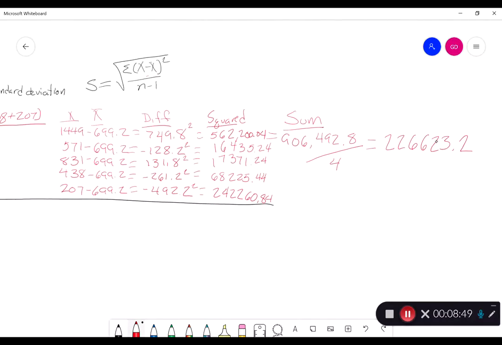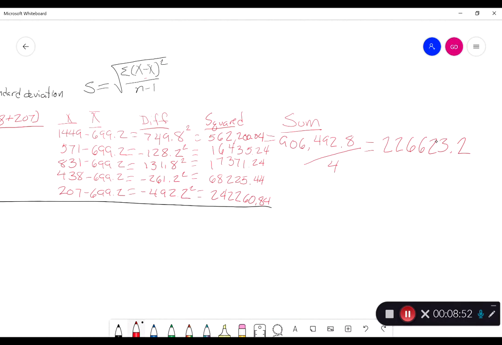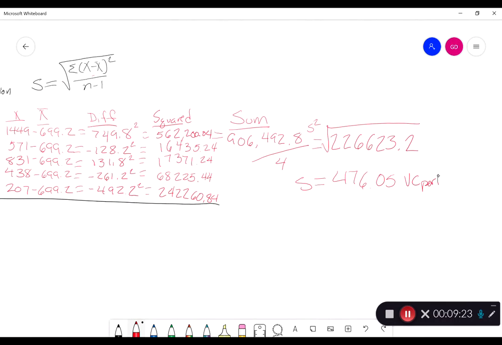the only difference between the sample variance and the standard deviation is the square root at the end. So this would be your sample variance. It's in squared units, so it's not as meaningful for us here. That's why we take the square root to put it back into the original units. So now is when we would take the square root, and our standard deviation for Arkansas is 476.05 violent crimes per 100,000.